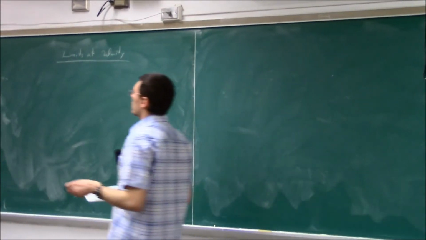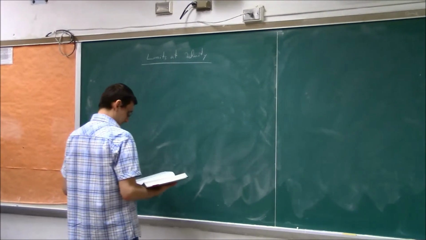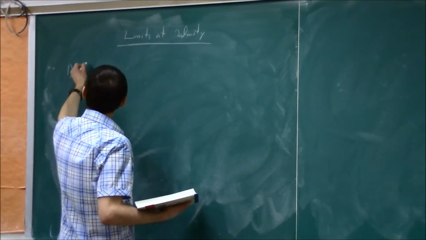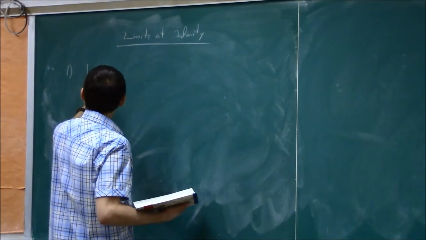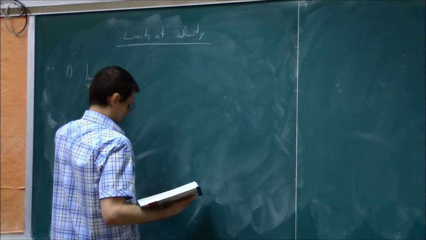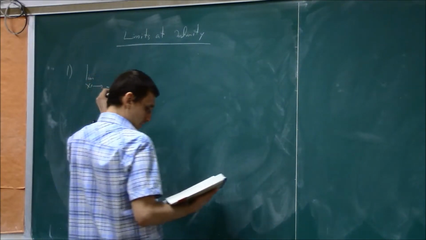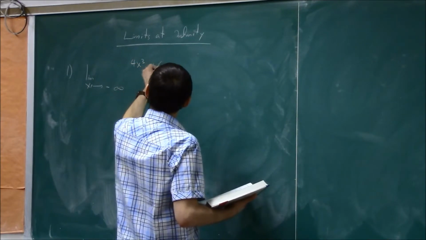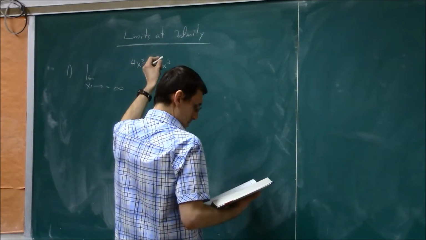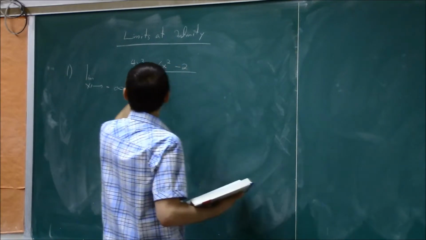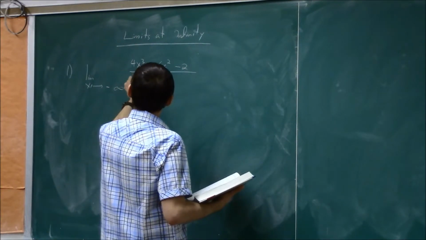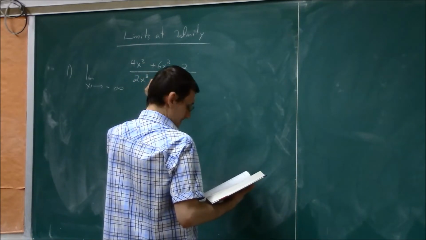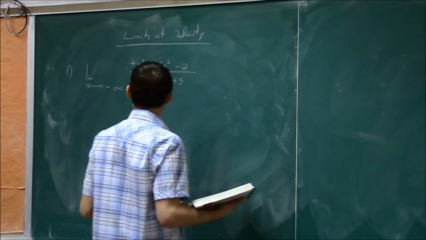Now we briefly go over limits at infinity. Example 1. Calculate the limit as x goes to minus infinity of 4x cubed plus 6x squared minus 2, divided by 2x cubed minus 4x plus 5.